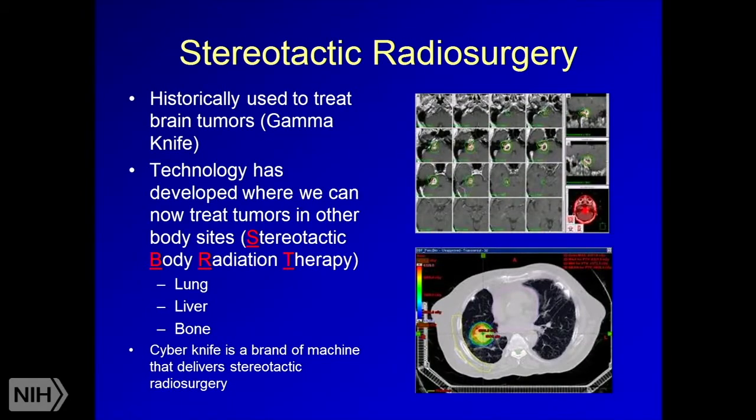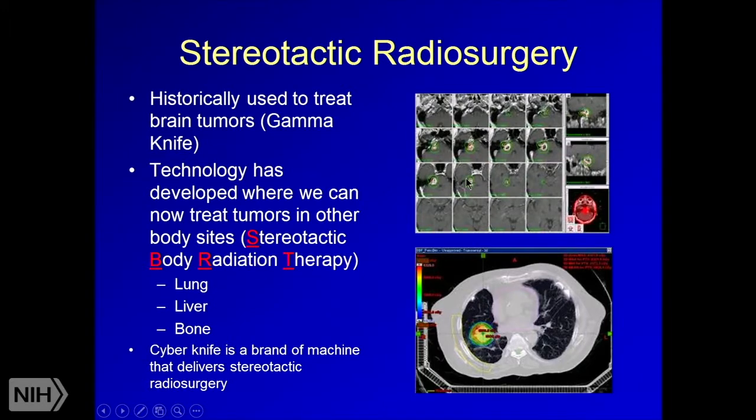Another form of radiation that people may be familiar with is called stereotactic radiosurgery. This was historically used to treat brain tumors, and the machine name that people hear about is called gamma knife. This technology was so successful in the brain that we've developed ways to do this in other parts of the body, which we now call SBRT, or stereotactic body radiation therapy.